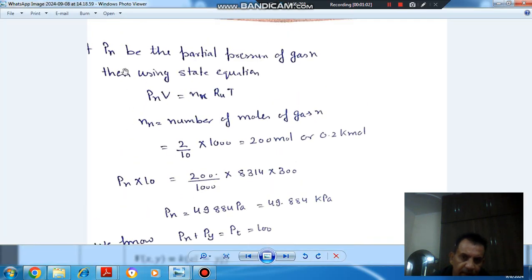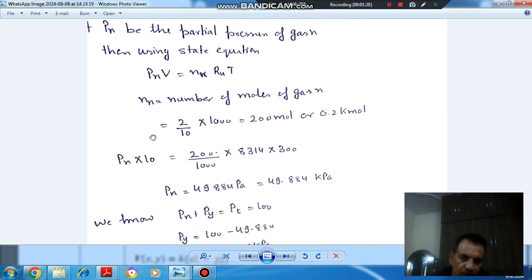So here let Px be the partial pressure of the gas X, then using the state equation, Px into V is equal to Nx Ru T, where V is volume, Nx is number of moles of gas X, Ru is universal gas constant, and T is temperature. So putting the value of volume, that is 10, the total volume, and Nx, the number of moles, can be calculated by this.